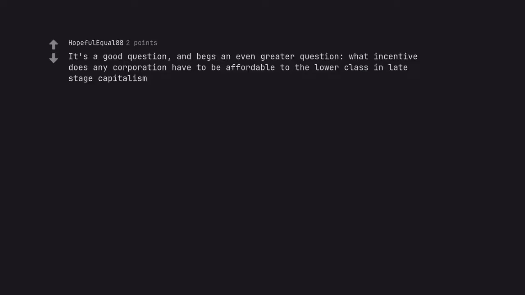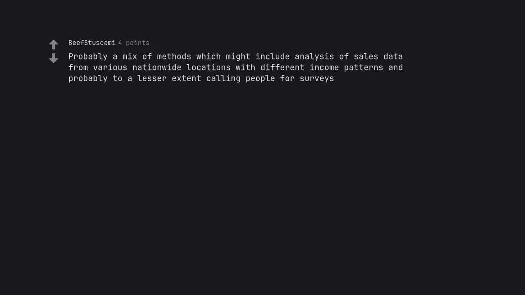It's a good question, and begs an even greater question. What incentive does any corporation have to be affordable to the lower class in late-stage capitalism? Probably a mix of methods, which might include analysis of sales data from various nationwide locations with different income patterns, and probably to lesser extent calling people for surveys.